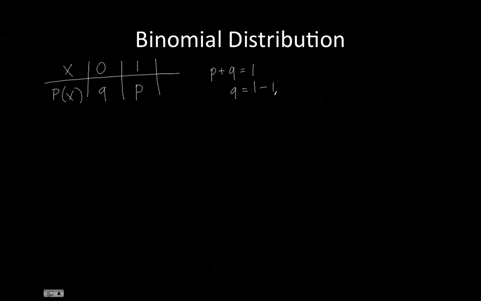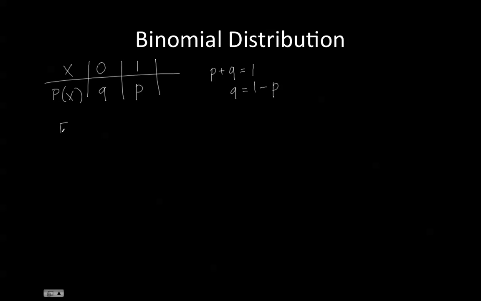So we have x and the probability of x. And in a single trial, we can either succeed or fail. So 0 would be if we fail and 1 is if we succeed. Let's say P is a probability that we succeed and then Q is a probability that we fail. In this example, P plus Q is equal to 1 because the two possible probabilities must equal 1. And we also know that Q is equal to 1 minus P.